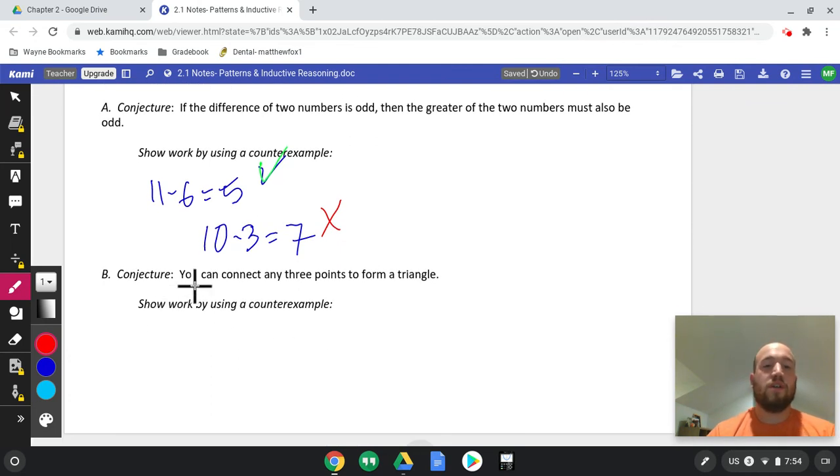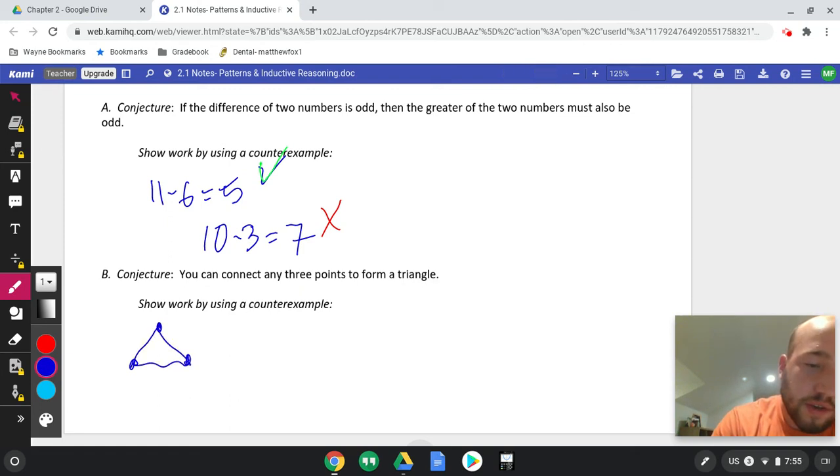So once again, here you can connect any 3 points to form a triangle. So initially that might seem the case. If I have 3 points there, pretty easy. No matter how I draw it, except there is one case that is a counterexample. And probably lots of you can think of this. If I put this right in line, there is no way I can draw a triangle. It's just a line. Those are collinear if you think back to chapter 1.